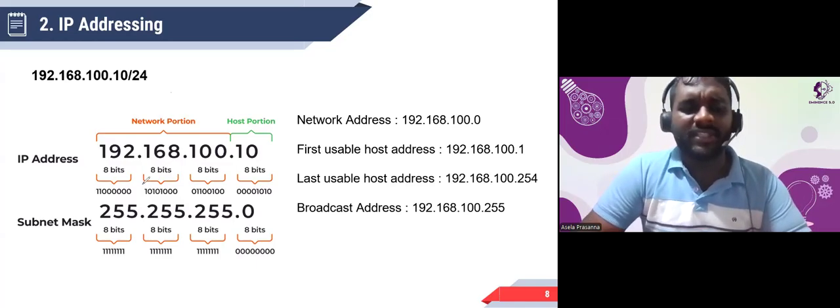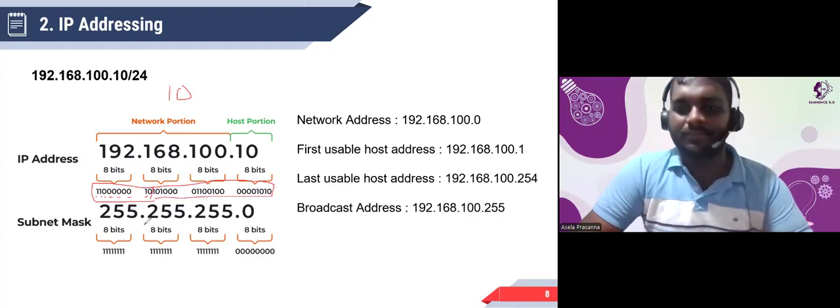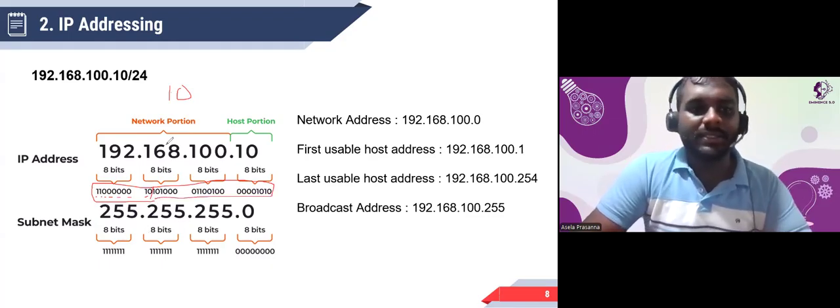If there's anything which is not divisible by 8, you can use that also. For example, if that is /10, you count from here 8, 9, 10. From here, divide it into 2. This is the network portion and this is the host portion. So that's the idea of this.